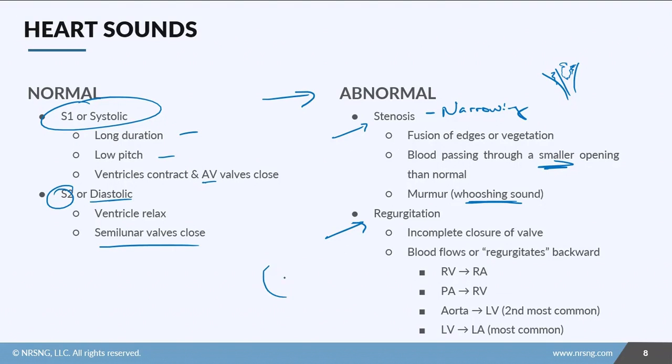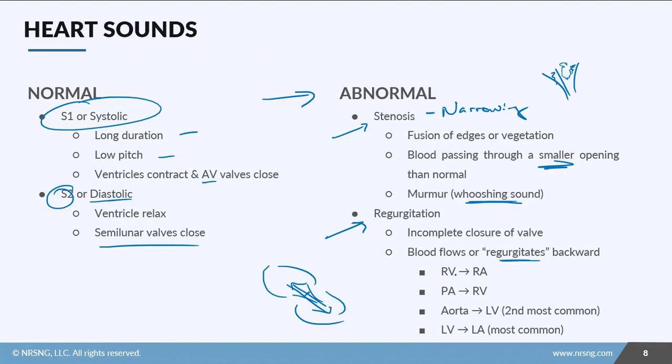So if this is your atria and this is your ventricle, and this is your valve, blood is supposed to go this way. What ends up happening is that because this valve doesn't close all the way, the blood actually ends up going backward. Now, this is that backflow, or the regurgitation.